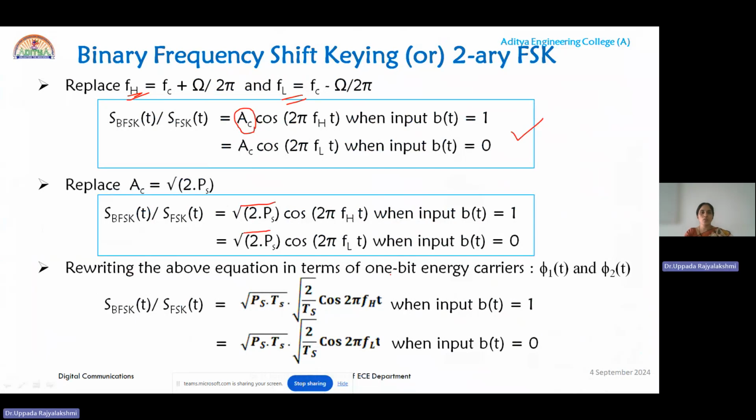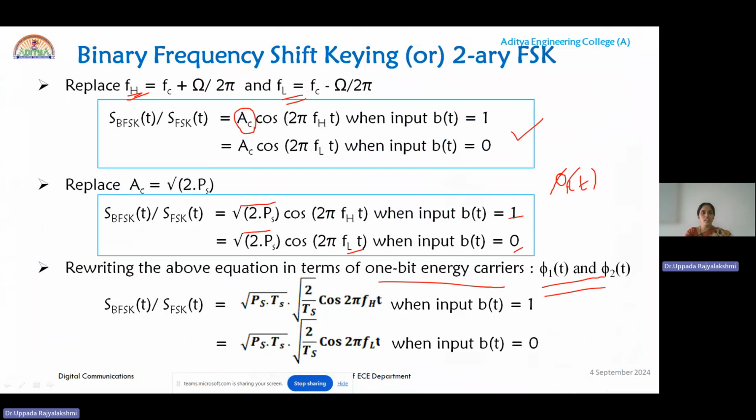And again, we are going to write it into 1-bit energy carriers. In ASK and PSK, we have only one frequency change. That's why directly we have taken it as phi1 of t. Only one 1-bit energy carrier. But here, because we have two carrier frequencies, one is an increase in the carrier frequency to FH when the data bit is 1, and a decrease in the carrier frequency when the data bit is 0. So that's why you have two 1-bit energy carriers, that is phi 1 of t and phi 2 of t.